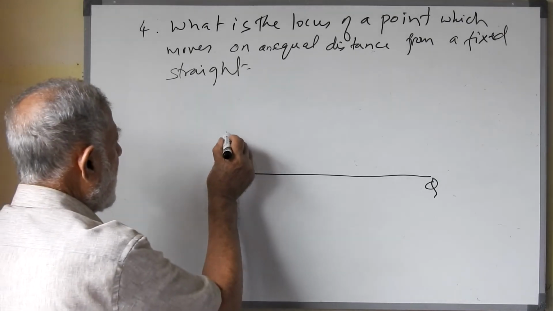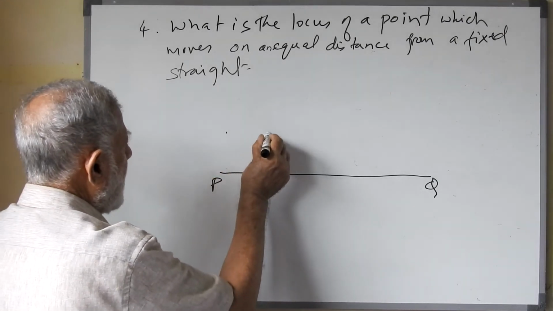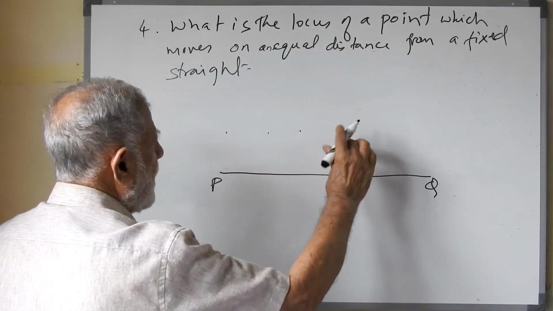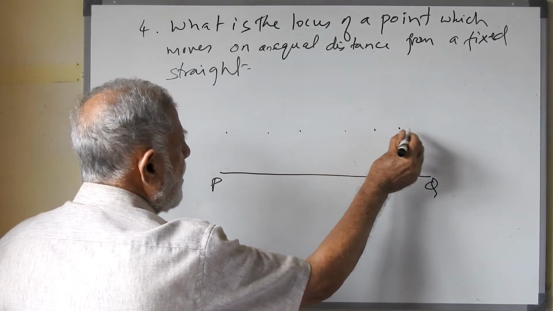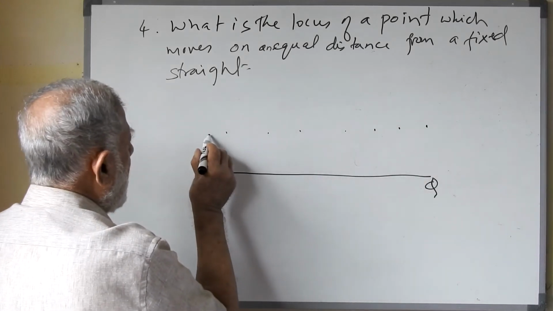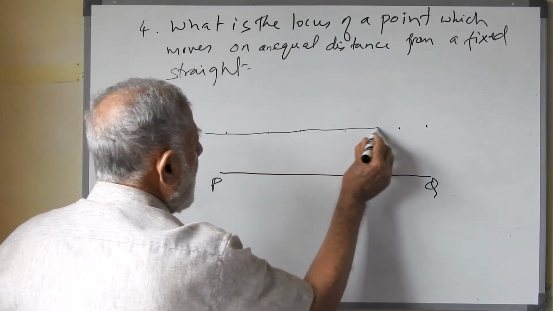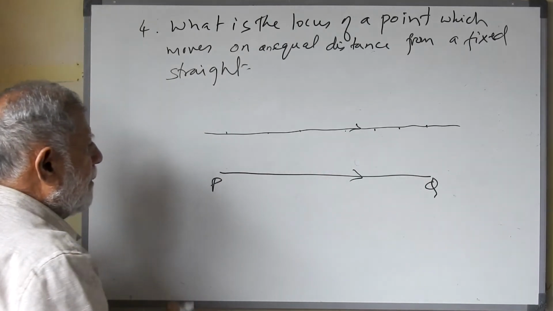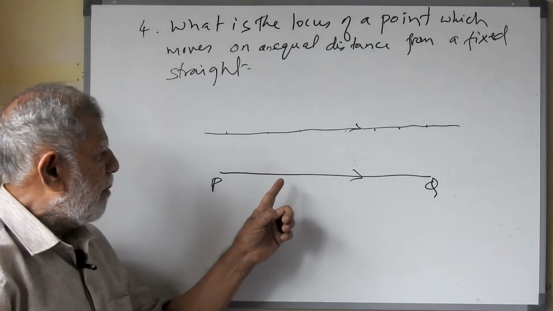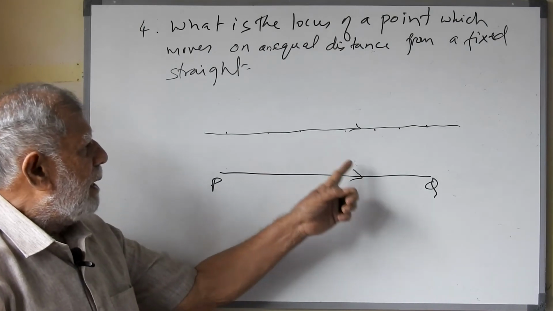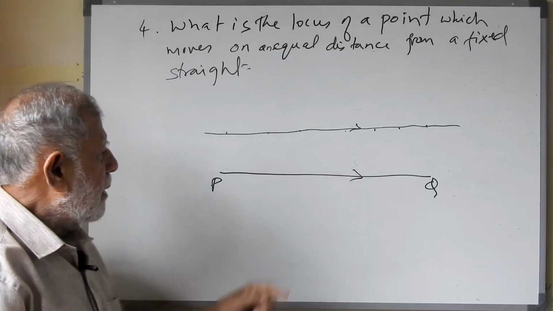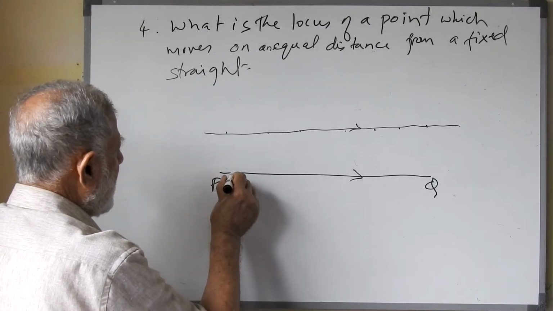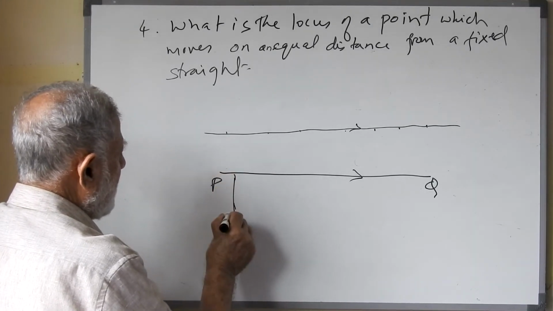So we can take one point here, fixed distance. So we can take another, it must be equal distance everywhere. Another point here, another point here, another point here, like that. So it will be a line parallel to the fixed line. So the locus of the point which is equal distance from a fixed straight line is a line parallel to that. You can also have a line from this side. Now here, that is the same path, same distance from here.